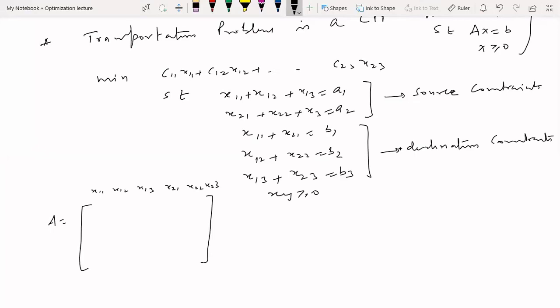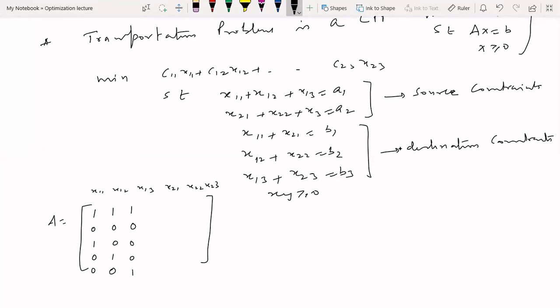Okay, so corresponding to each variable, I will write the coefficients from the equations here. So I see for x11 it is 1, 0, 1, 0, 0. For x12 it is 1, 0, then again 0, 1, 0, because in the first constraint there is no x12, but in the second constraint we have x12, so we will put 1 here because the coefficient is 1. Similarly, for x13 it is 1, 0, 0, 0, 1. In the third constraint I have x13.